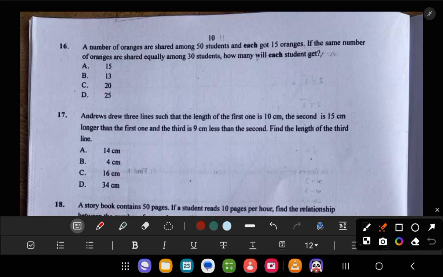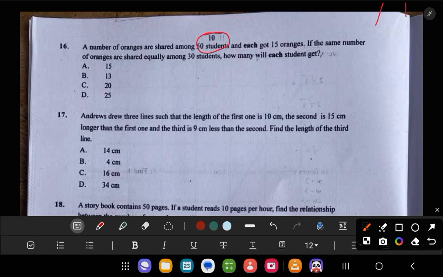So the next question says, a number of oranges are shared among 50 students and each got 15. If the same number of oranges are shared equally among 30 students, how many will each get? So the number of oranges shared is what we don't know. So in order to get it, we are going to multiply 50 students by 15 oranges. Otherwise, you have to add 15 oranges 50 times.